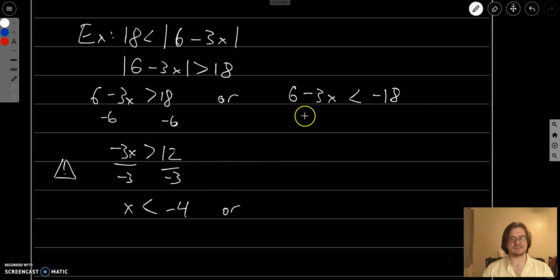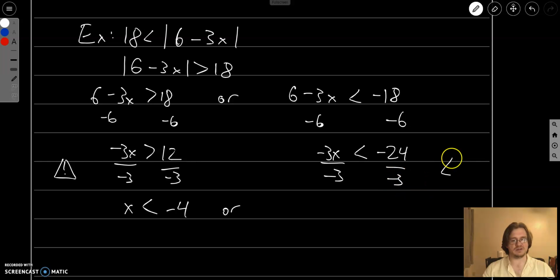And now I have to solve this side. So again, I'll go through roughly the same steps because they're roughly the same numbers. The 6 and minus 6. But now I've got negative 18 minus 6. Well, it's going to be negative 24. And I've got the negative 3x. Divide both sides by a negative number. Careful, switch the inequality. So x will be greater than 8.